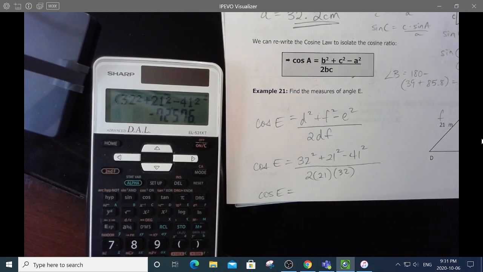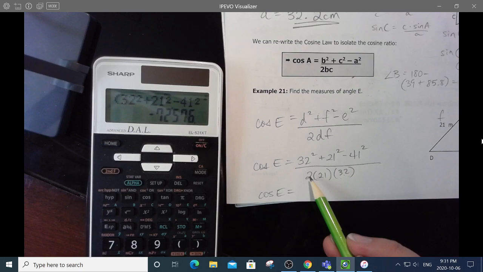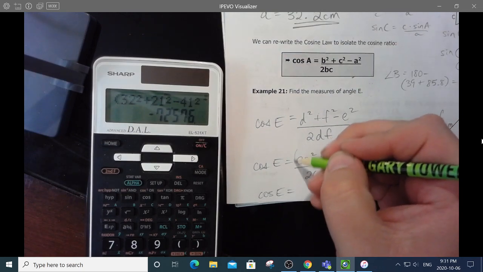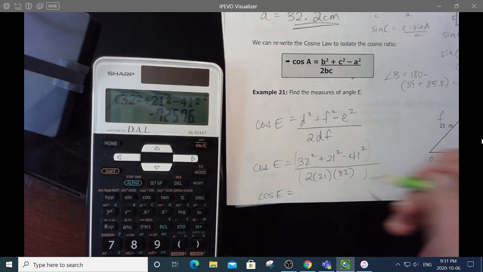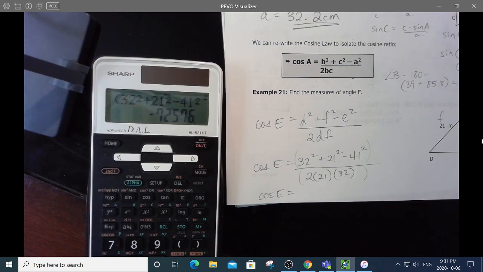I once again dare you. Good luck finding the inverse cos of 72,000. What did I do wrong? The calculator doesn't know unless I tell it that all of this is denominator. I actually need to put brackets here and here when I punch buttons. Make sure that makes sense to you.